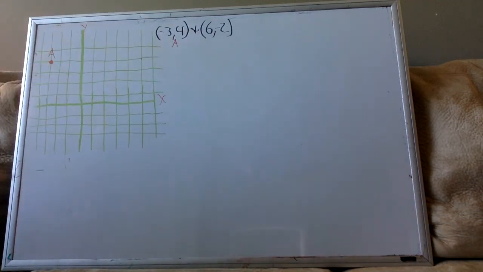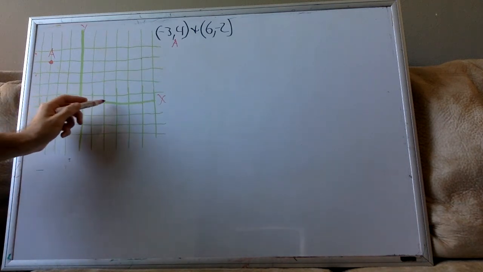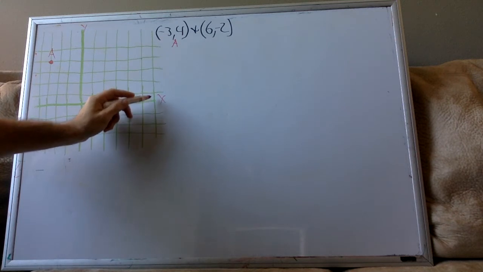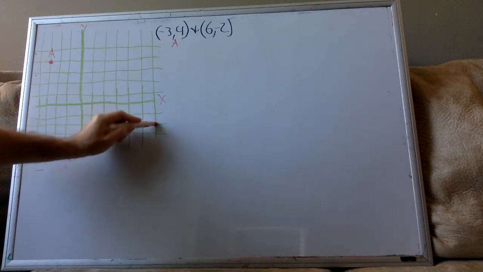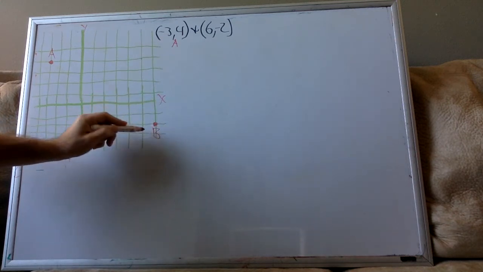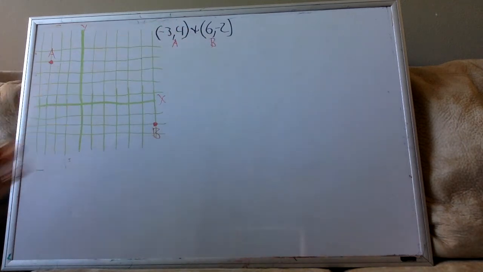And then for B, we move over to the right 6, 1, 2, 3, 4, 5, 6, and we're going down 2 because it's negative, and I'll call that B. Great. Okay, so now that we have those 2 points, one thing that we could ask is how far apart are they?